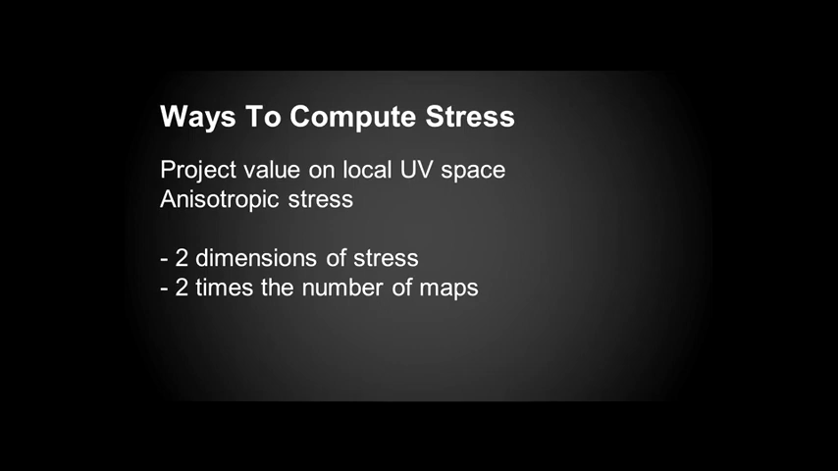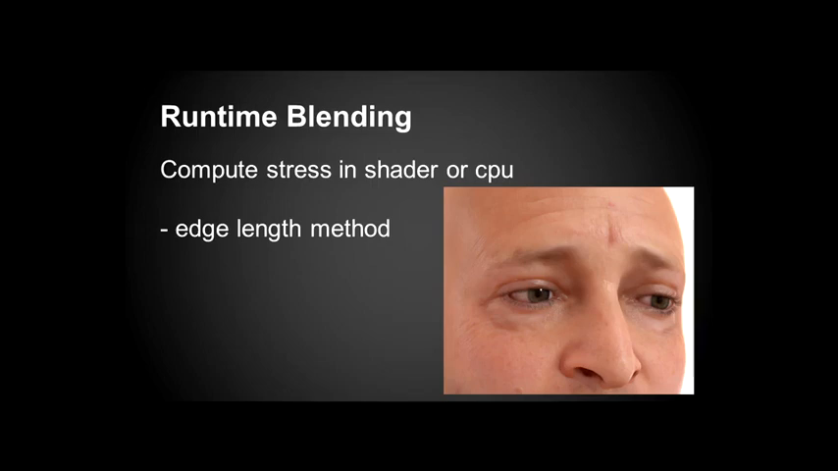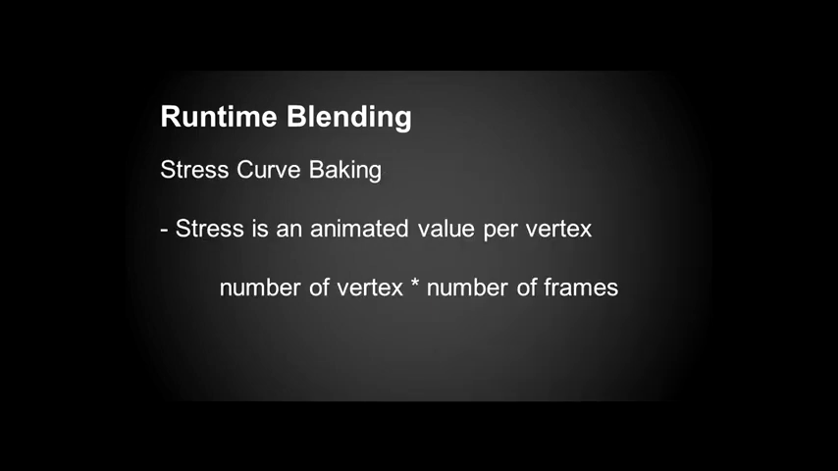But if you do that in 2 dimensions, it means that you are going to have 2 times, of course, the number of maps to blend. Now, as I said, in the runtime demo that we are going to show, even though we researched all these other methods, the edge length method is what's going to be used. But we also have a way to bake this stress value offline, which means that we look at the animation offline, we compute the stress, which could be from any method to compute it. Then we bake this and we store it with the animation.